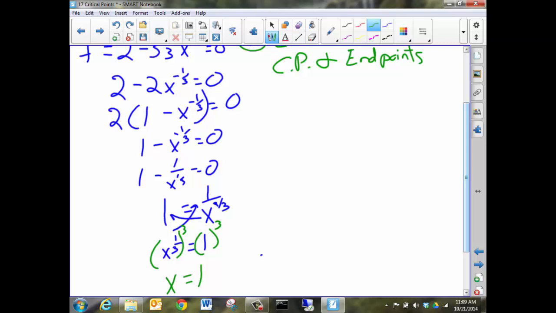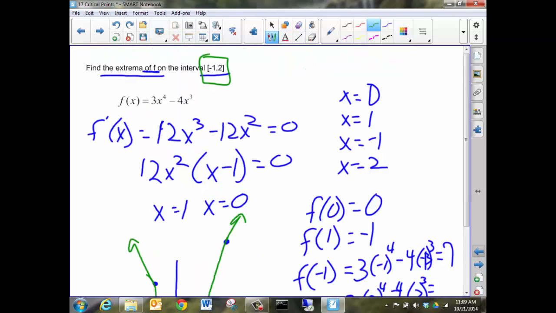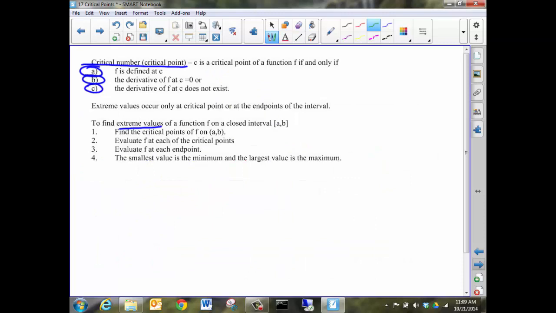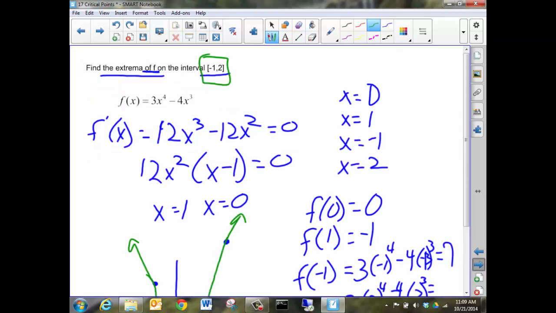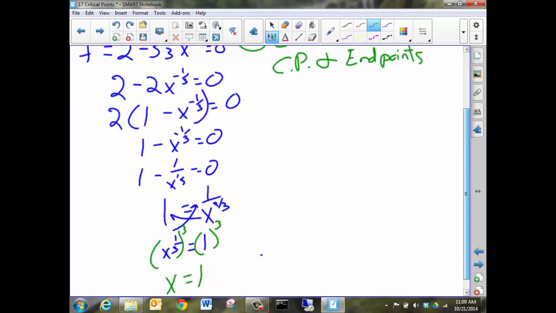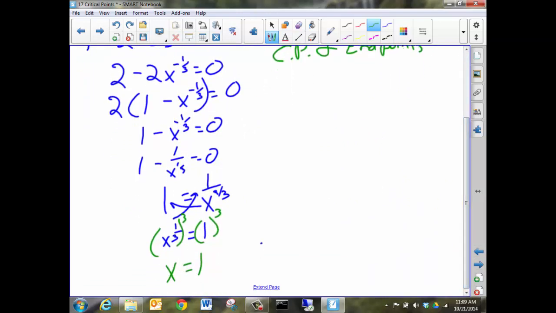Let's go back then. Think back. What are we looking for? If we go back a few slides, we said to find extreme values right here: the derivative of f at c equals 0, or the derivative of f at c does not exist. Is there a place where the derivative doesn't exist? And if so, how do I know that?